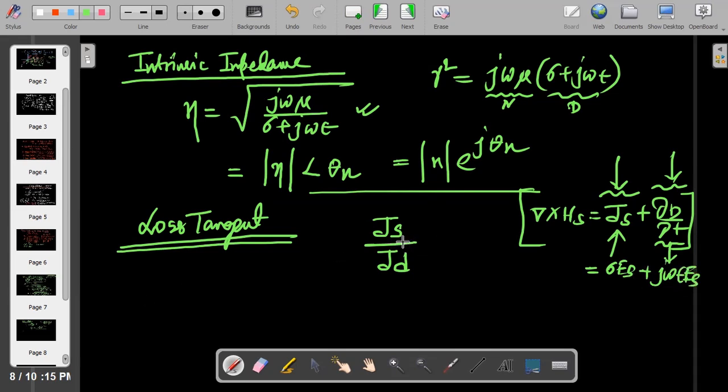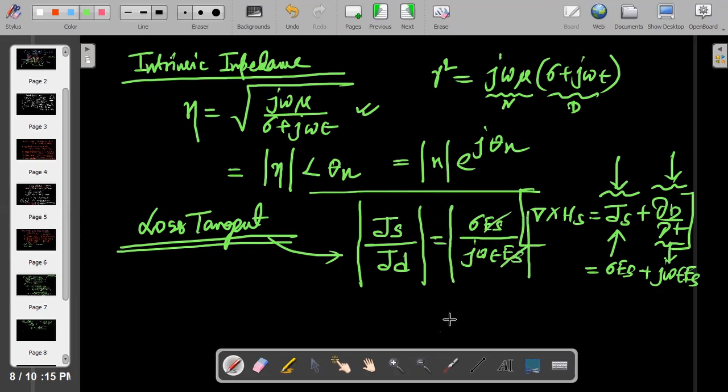Correct? So what we can write? Obviously this will be your modulus, since loss tangent is your absolute value. So sigma into ES divided by j omega epsilon into ES. Minutely follow, modulus is there, so these two will cancel. Finally we'll get sigma by omega into epsilon. This is represented by tan of theta L. Again, I'm telling, tan of theta L.